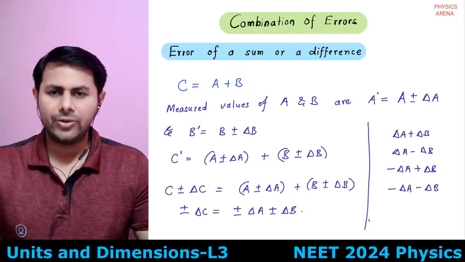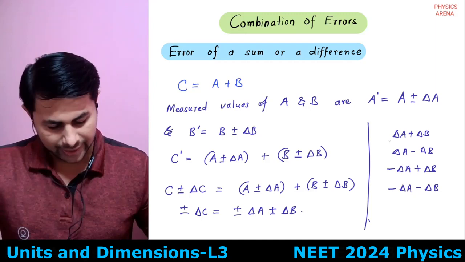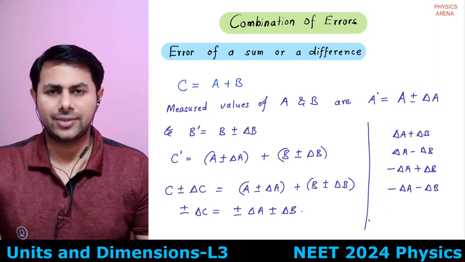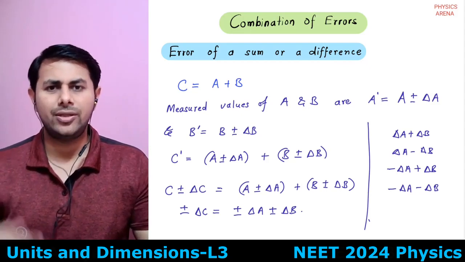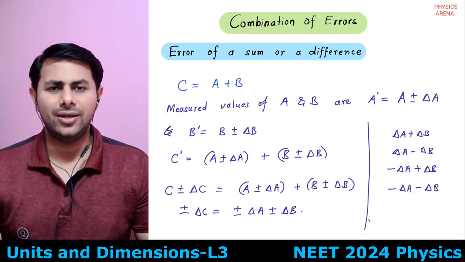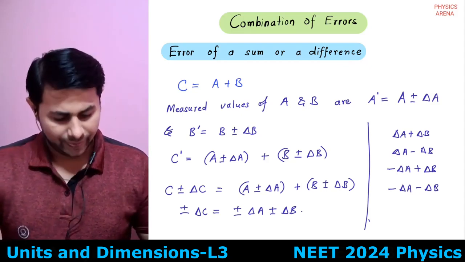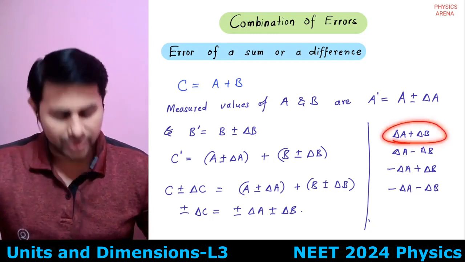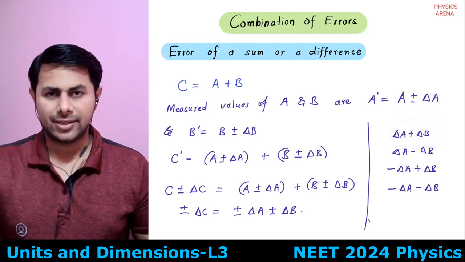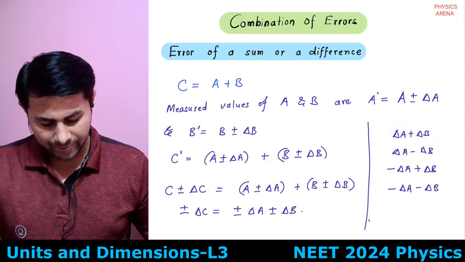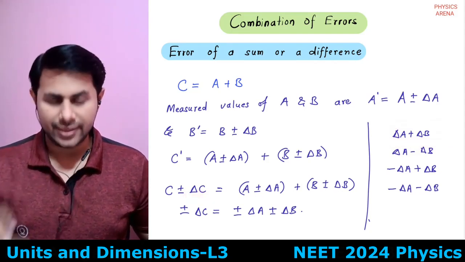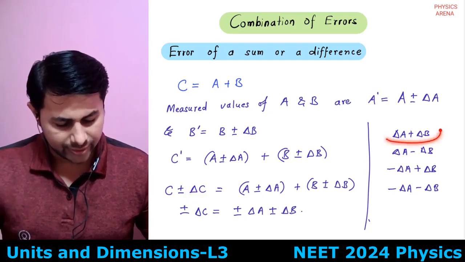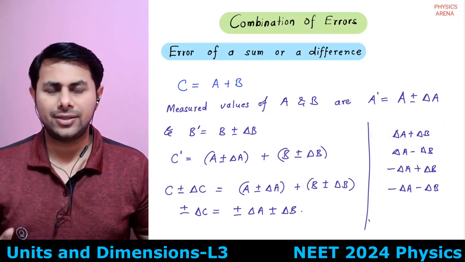So now what we do is we take the maximum of these cases. Why? Because we are interested in finding out what would be the maximum possible error in the measurement. Okay, so we pick this one, delta A plus minus delta B. So we write C prime as C plus minus delta C, and what will be that delta C? That delta C is equal to delta A plus minus delta B.